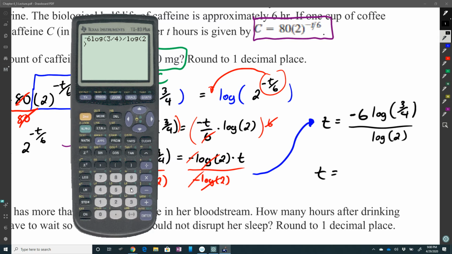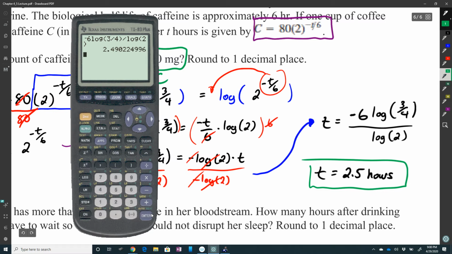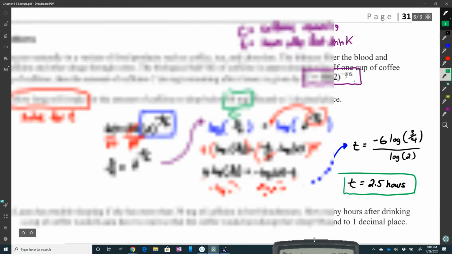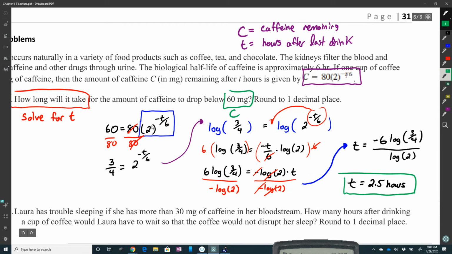The writing is amazing. Negative 6 log 3/4 over log of 2. And so I get 2.5. So round to 1 decimal place. So about 2.5 hours. There you go. So all they wanted to do, fancy word problem, but all it was is set the equation equal to 60 and solve.